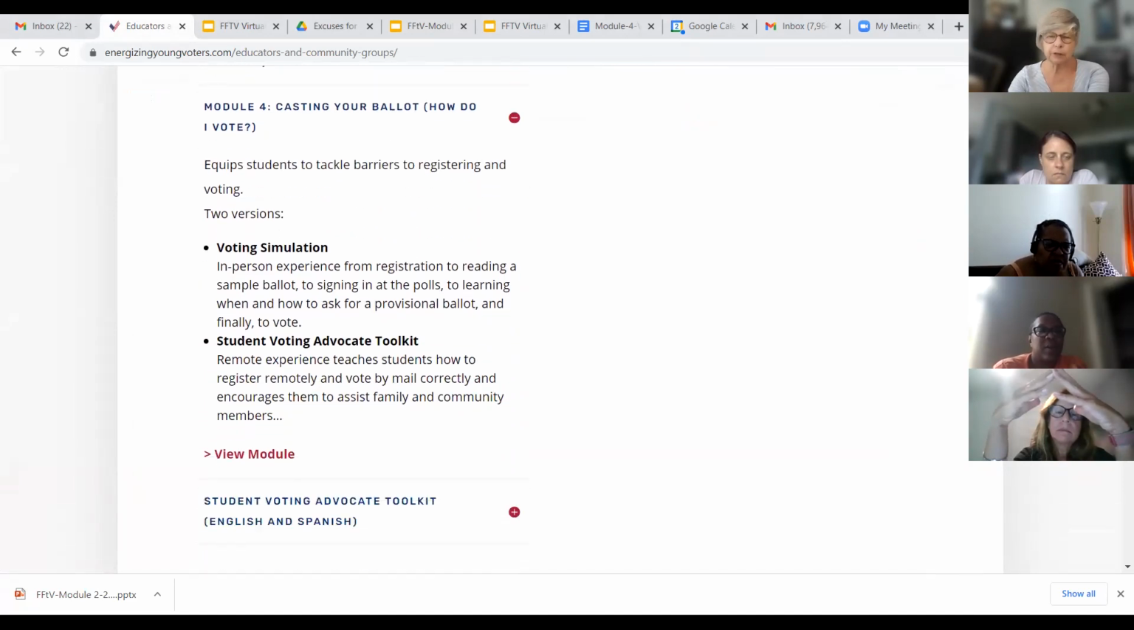There are a couple of things that we do. We have a student voting advocate toolkit, and that's going to be the last of the lessons this week. That'll be taught on Thursday.